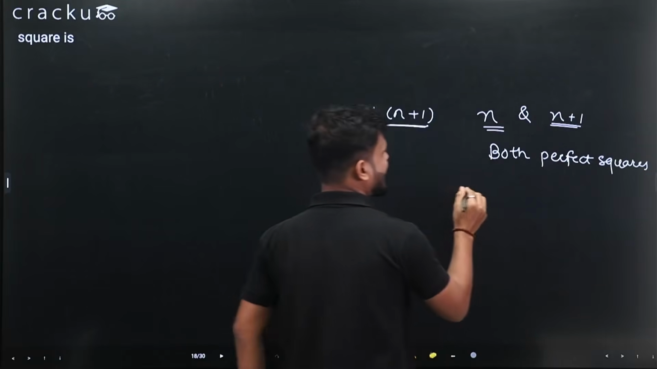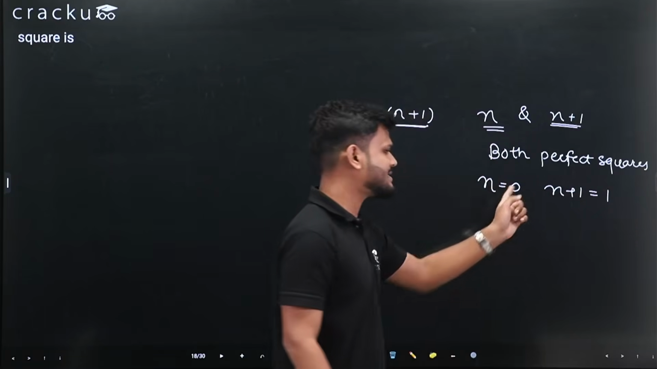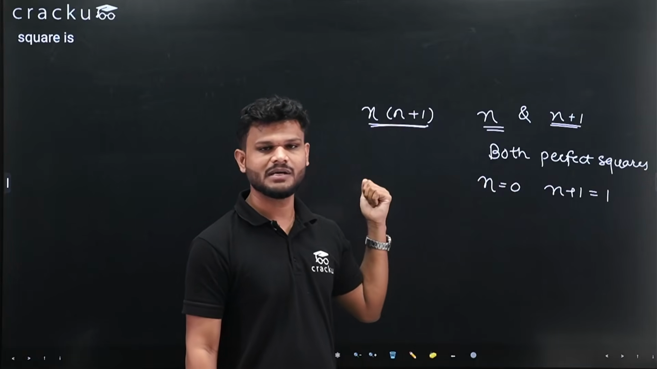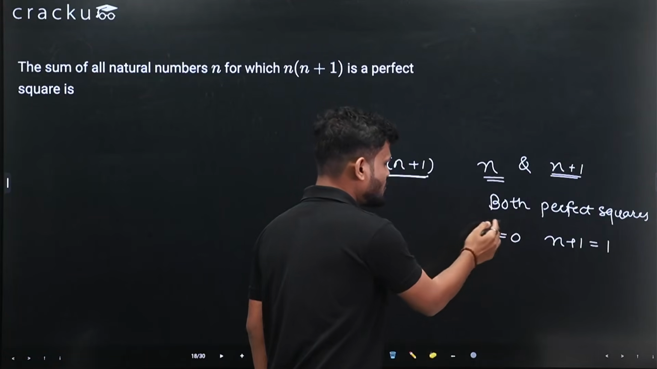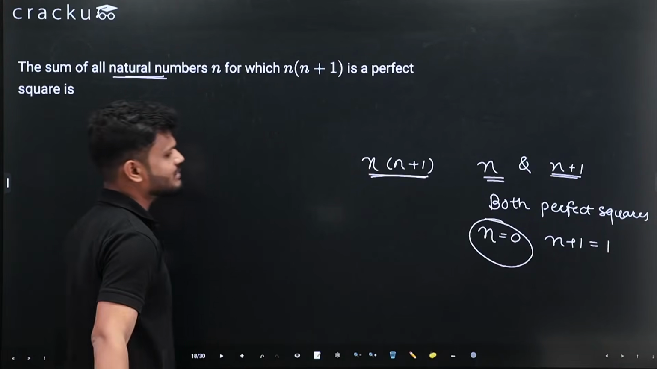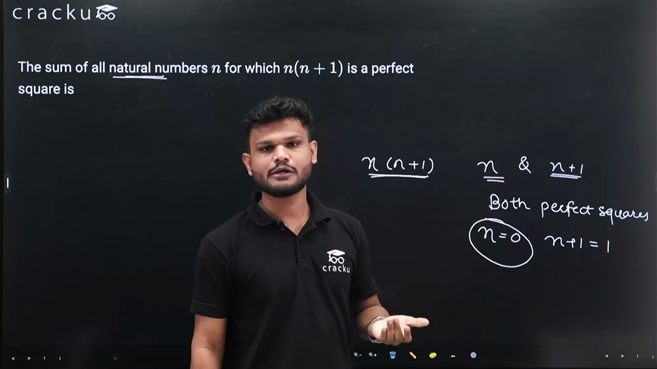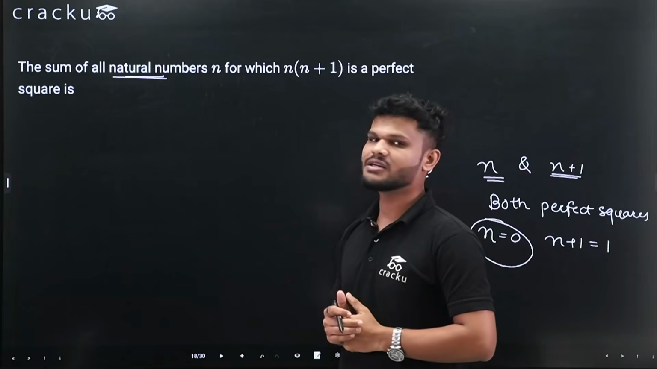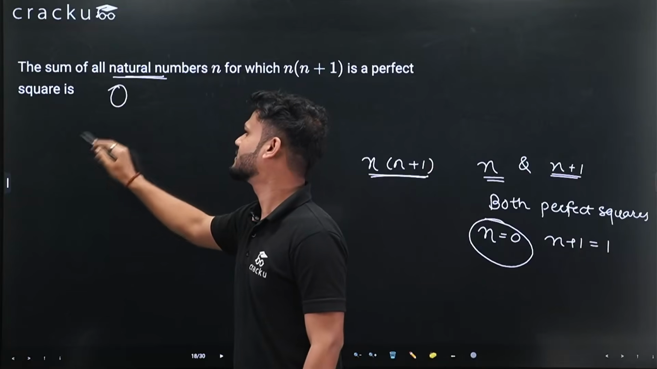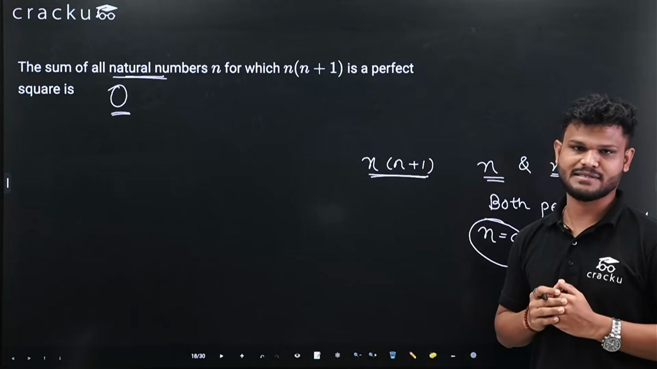When does this happen? This happens only when n is equal to 0 and n plus 1 is equal to 1, as 0 is also a perfect square and 1 is also a perfect square. So 0 into 1 will be 0 and it will be a perfect square. But once you put n is equal to 0, you contradict the question that we have to find the natural number. 0 is not a natural number. So the only values that can satisfy are 0 and 1, and in that also 0 is not a natural number. So how many natural numbers are there? There are 0 such natural numbers. And the sum of all such natural numbers is nothing but 0 only, because we don't have any natural number. So technically 0 should be the correct answer.